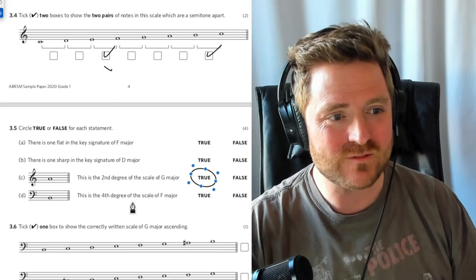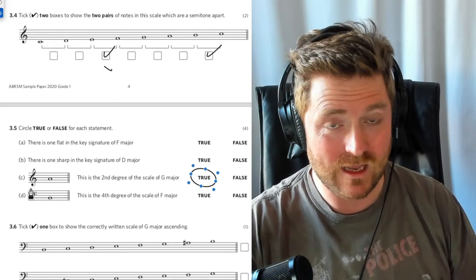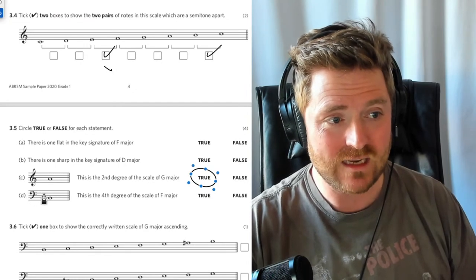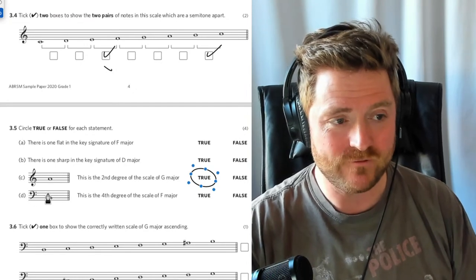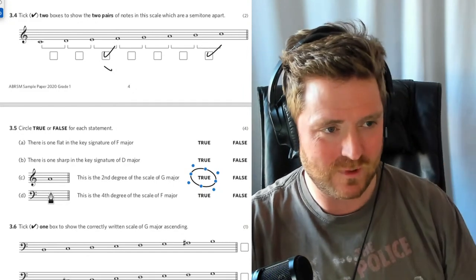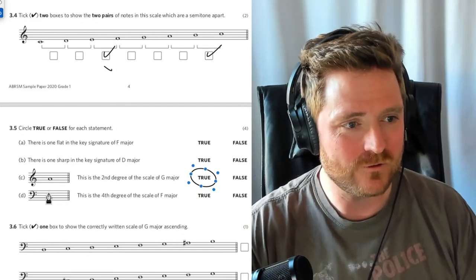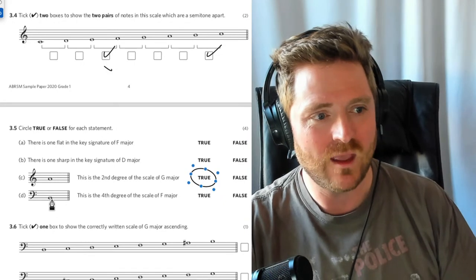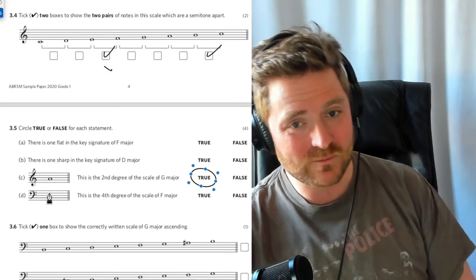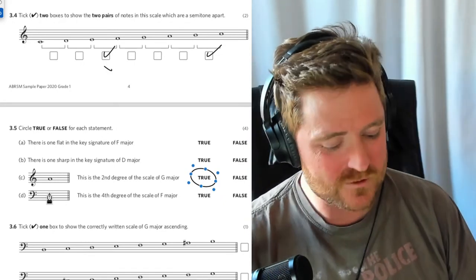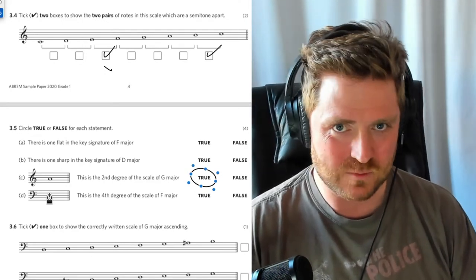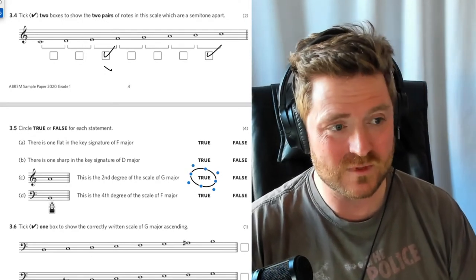This is the fourth degree of the scale of F major. Well, it's a bass clef here. So that means the fourth line up is F. I'm already dubious about this. Okay. The fourth note is F, but let's see, shall we? Because this one is one of those questions that would mark the difference between a 98% and 100% answer, or even a 99% and 100% answer.